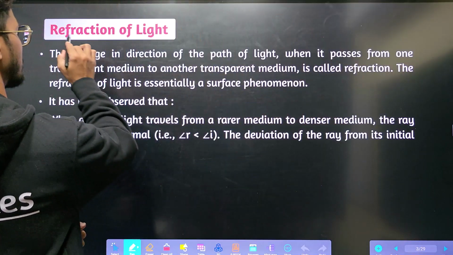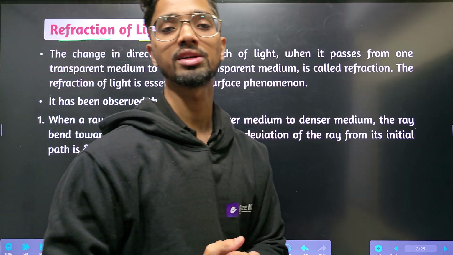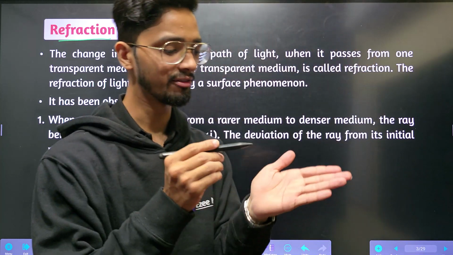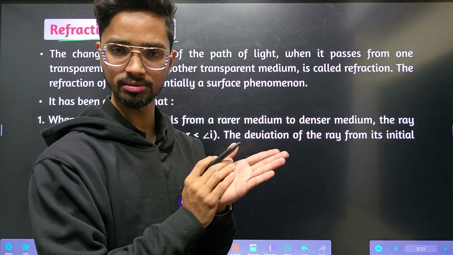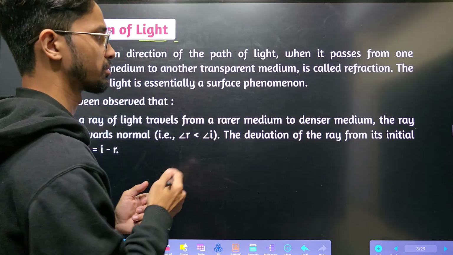So what is refraction? What do you mean by refraction? Basically, refraction means bending of the path of light. See, the light will be moving in a single direction. As soon as the medium changes, light will change its path. That is nothing but refraction. That process is known as refraction.